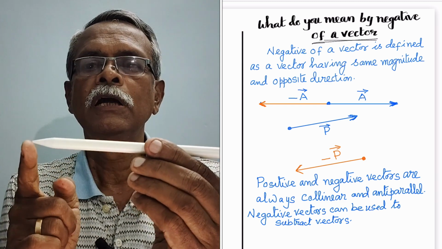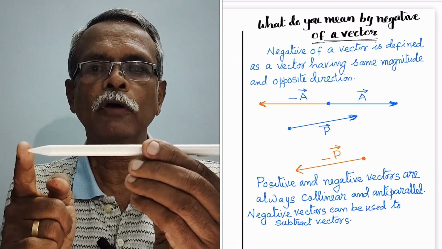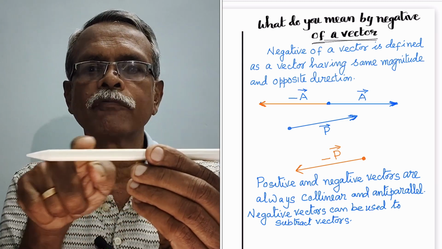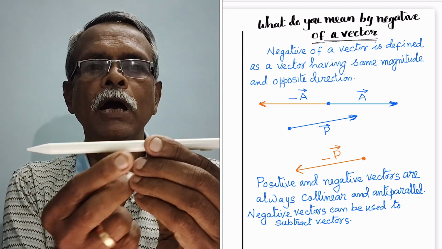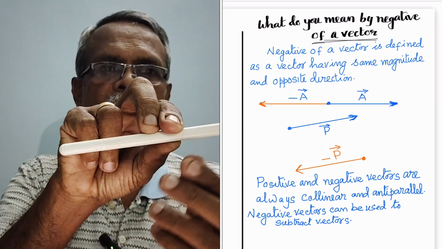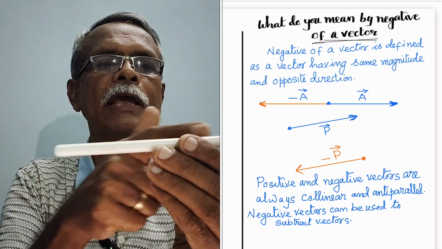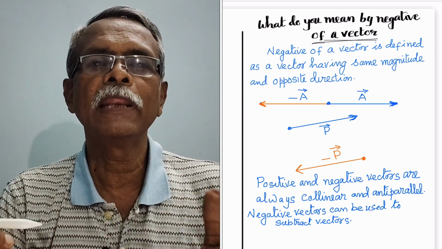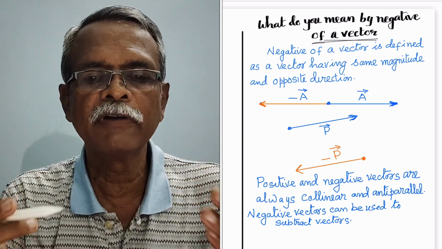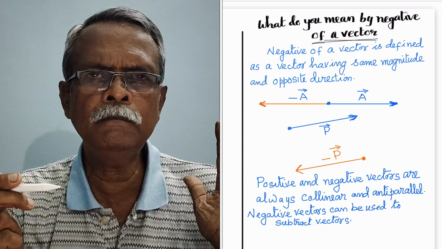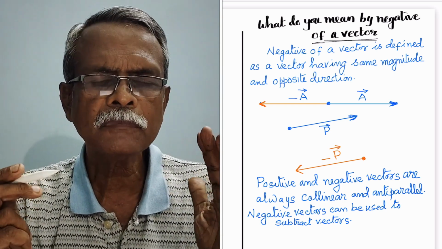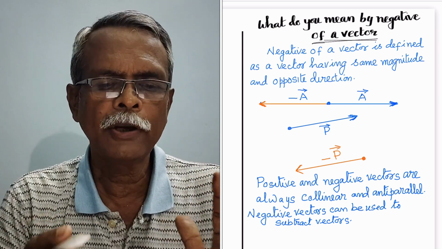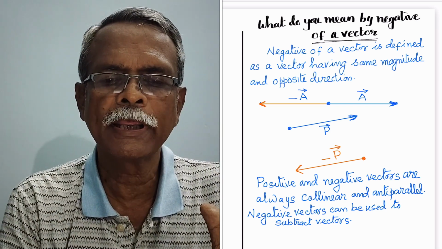If this is the tip of the vector or the head of the vector and this is the tail of the vector, then this is the length of the vector, which is the magnitude. I simply reverse that vector and then it will be the negative vector. Therefore, negative vector is basically a vector which is reversed. It is defined as a vector having the same magnitude and opposite in direction as shown here.